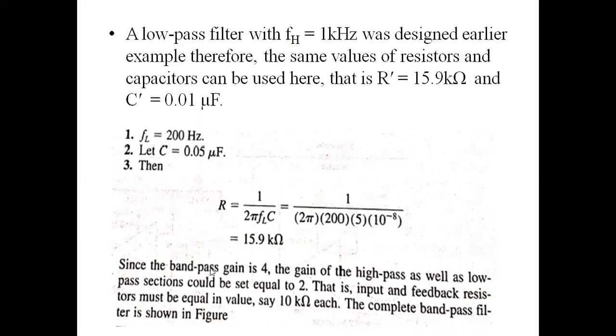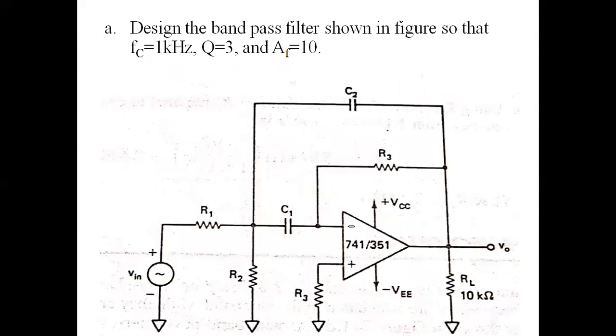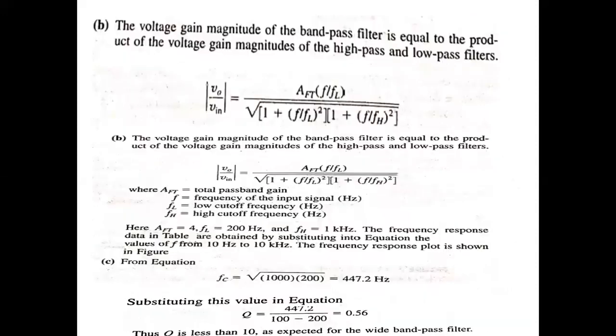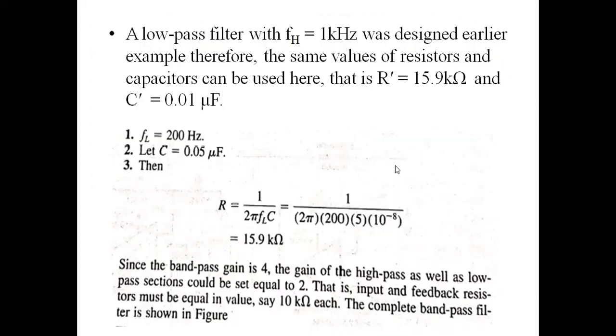Since the band pass gain is given as 4, the gain of the high pass as well as the low pass section can be set equal to 2. The input and feedback resistors must be equal in value, therefore say 10 kilo ohm each, and the complete band pass filter is shown in the figure. The complete band pass filter we can draw once again using the theory, just substituting the values we have now got in the band pass filter.